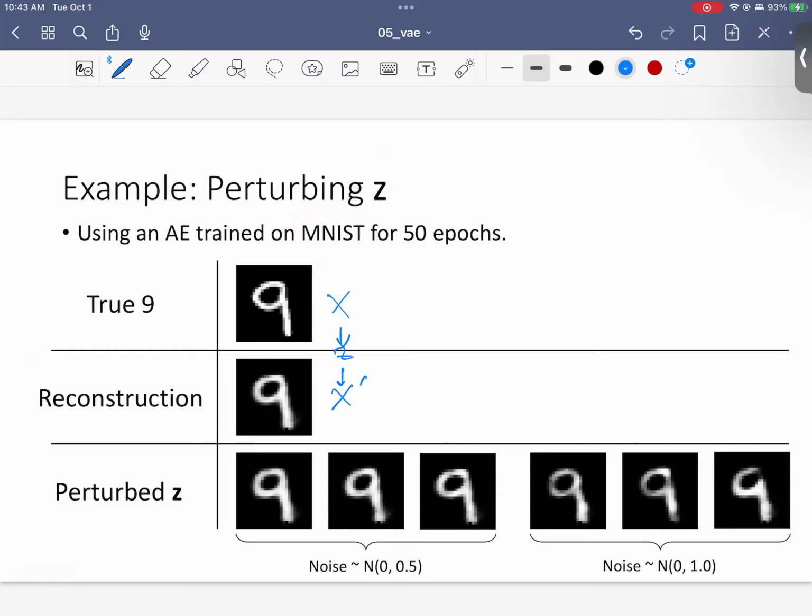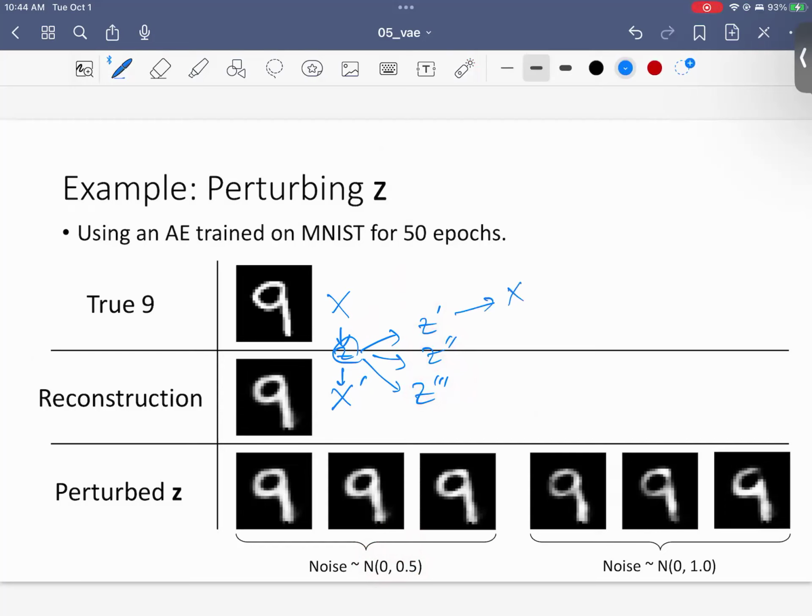So I take this and I perturb it a little bit, so we get Z prime, Z double prime, or Z triple prime, with a small amount of noise, which is a Gaussian distribution with 0 mean and 0.5 standard deviation. So you just add this small amount of noise to Z, and you get Z prime, Z double prime, and Z triple prime. And then you put it through the decoder to get X.